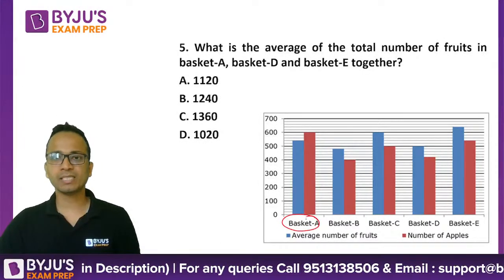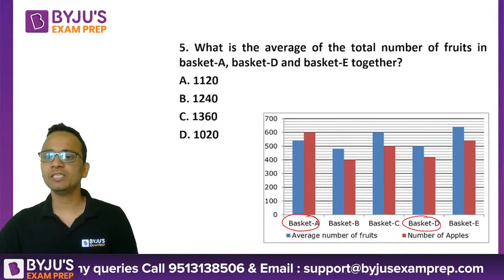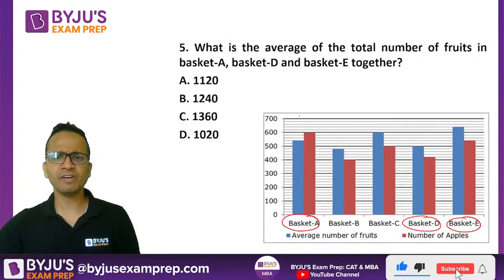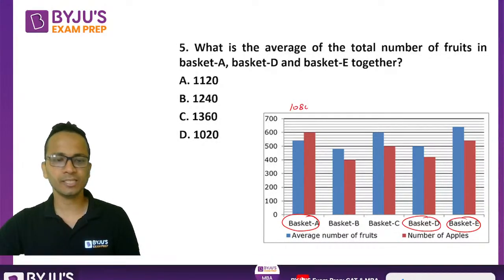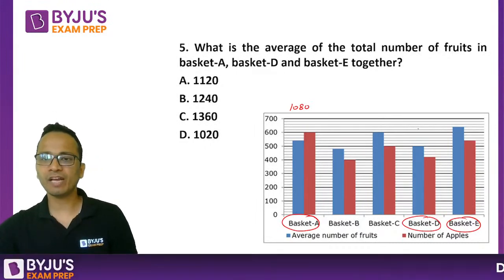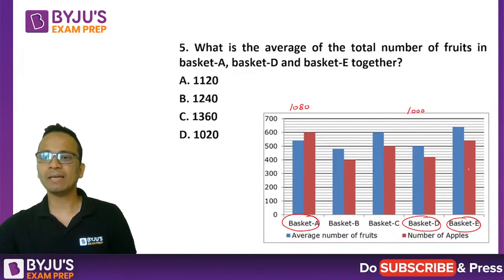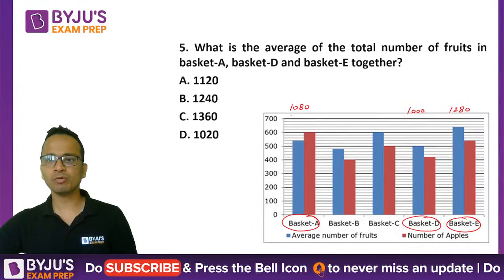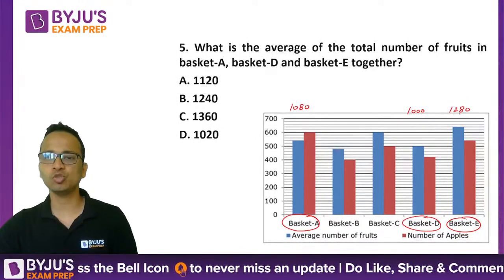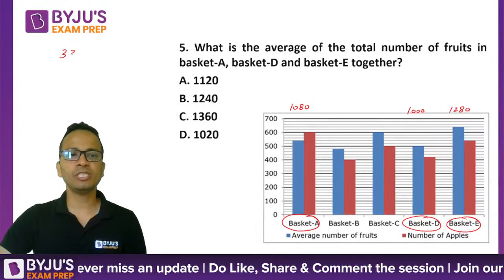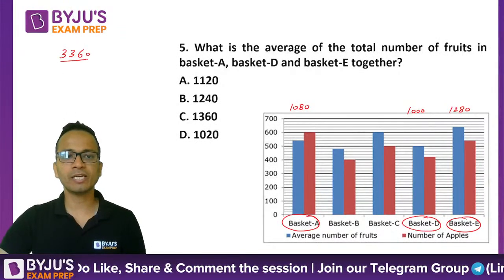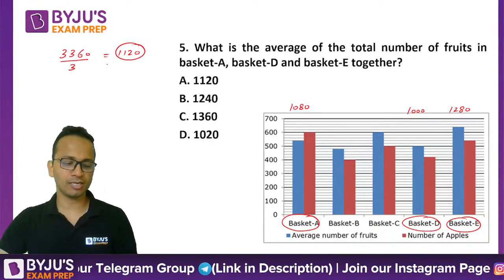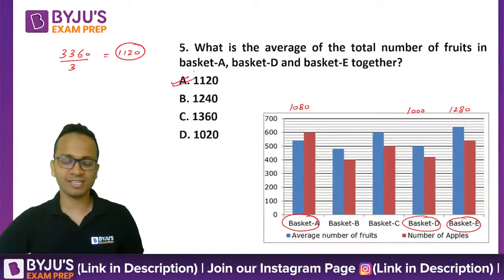So baskets under consideration are A, D, and E. Let us calculate the total fruits in these baskets. So basket A, 540 multiplied by 2, 1080. Basket D, 500 into 2, that is 1000. And basket E, 640 into 2, that is 1280. So total number of fruits, how much will it be? 1000, 2000, 3200, 3360. Now what to do with this? Divide by 3. 1120. It was a very simple question. 1120. Option A is the correct answer.